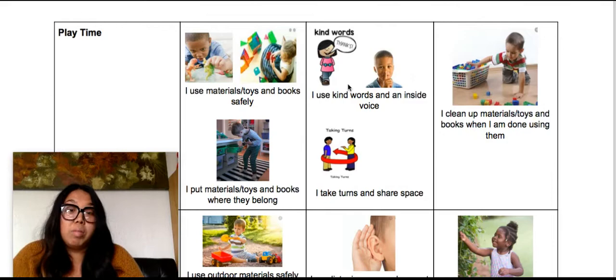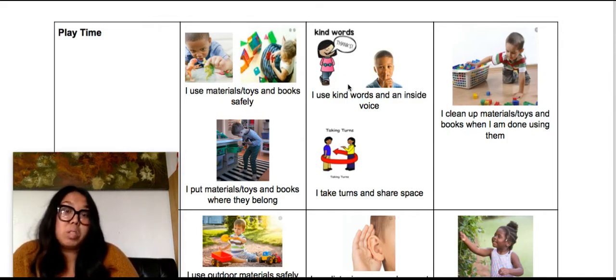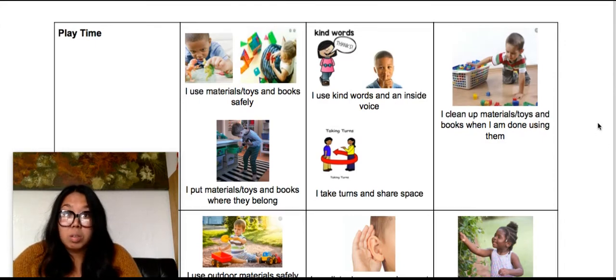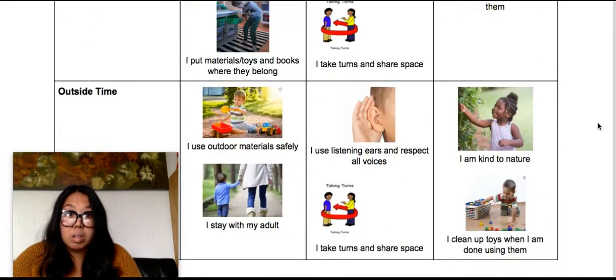To be respectful and kind, again, we want to use kind words and an inside voice. We want to take turns and share the space. So if we have brothers and sisters or our parents, we want to make sure that we're taking turns when we are playing. We want to share the space with everybody. And then to be responsible and helpful, we want to clean up our materials and our toys and books when you are done using them, which we've practiced a lot in class, so you should be very familiar.